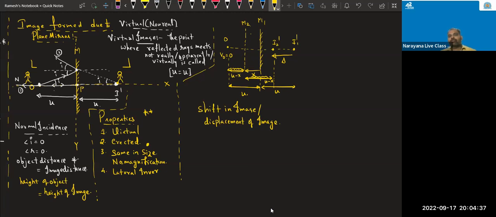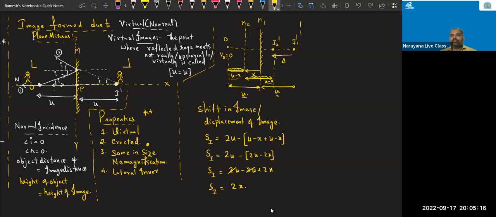Displacement of image. What can I write here? Tell me. U plus U, how much? 2U minus, bracket starts, how much? U minus x plus U minus x, how much? 2U. U minus x plus U minus x. How much is that? Displacement of image equals 2U minus U plus U, 2U minus 2x. 2x. So 2U minus 2U plus 2x. 2U cancels out. The displacement of the image equals 2 into x.